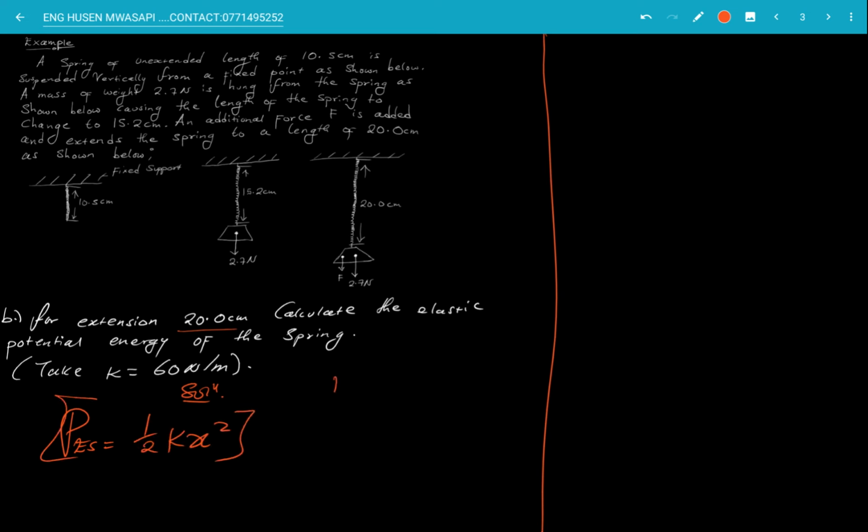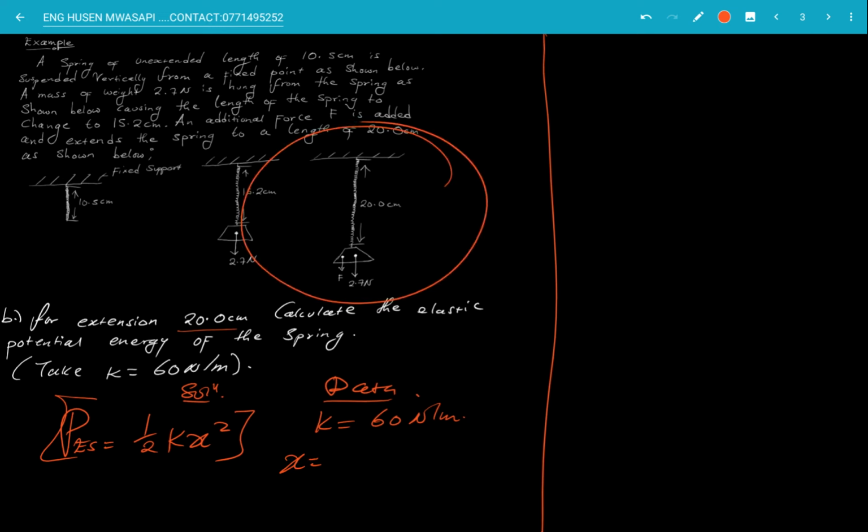And upon doing this, all we have to do next is to collect data. What is our k? Our k is simply the spring constant, which is given to be 60 newtons per meter. Our extension should be the change in length of this spring in relation to the unextended length. So it should be length final minus length initial. So extension is equal to length final, which is 20.0, minus the initial length, which is 10.5. And if you compute this, you would end up having 9.5 centimeters.